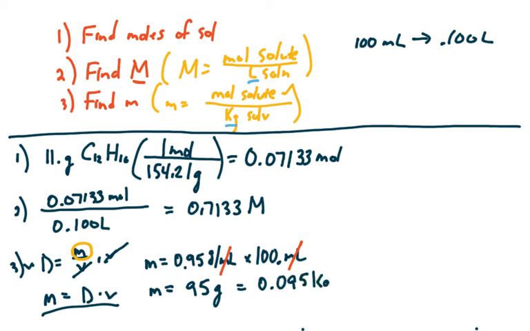0.095 kilograms. So now, if we can find molality, I need moles of solute and kilograms of solvent. Let's see if we have it. We have this, and I have this as well. This is the mass of the solvent in kilograms. So, molality is equal to 0.07133 moles divided by 0.095 kilograms.